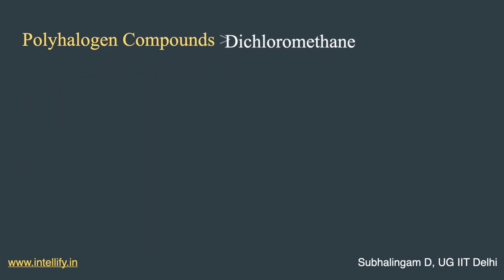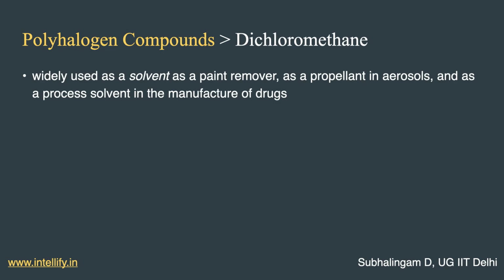So let's start with methylene chloride, that is dichloromethane. This compound is widely used as a solvent, as a paint remover, as a propellant in aerosols, and as a process solvent in the manufacture of drugs. It is also used as a metal cleaning and finishing solvent. So these were some uses of this compound.